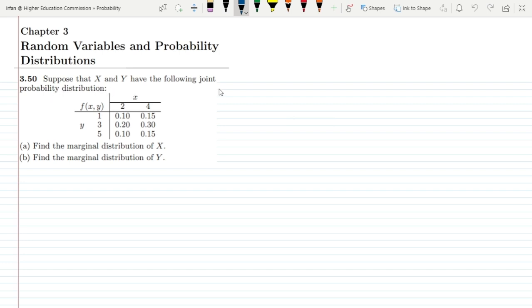Hello guys, this is question 3.50 of chapter 3, and the statement of it is: suppose that x and y have the following joint probability distribution, which is given as a table here. On the basis of this table, we have to find the answers of part A and part B of our question. In part A, find the marginal distribution of x, and in part B we have to find the marginal distribution of y. Previously I have told you how to find it out.